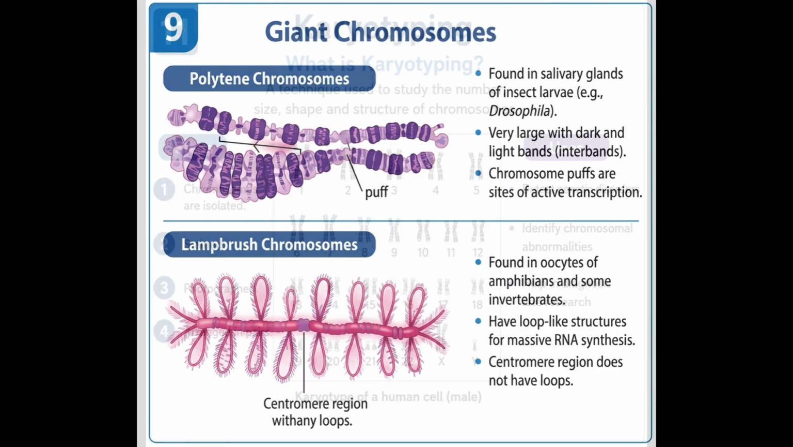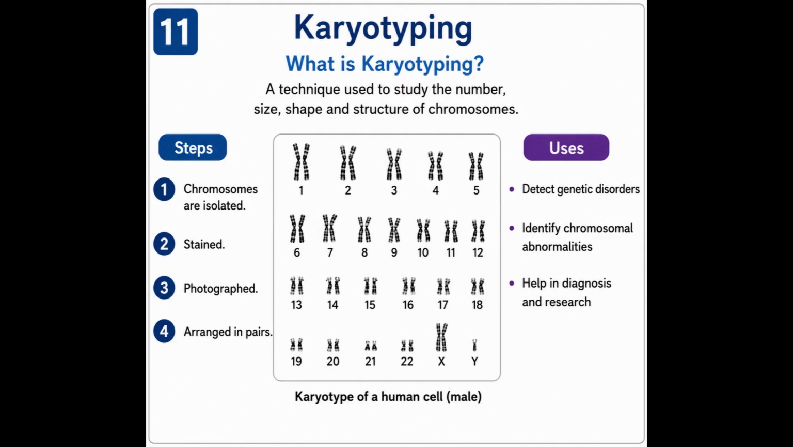Karyotyping. Karyotyping is a laboratory technique used to study chromosomes. In this process, chromosomes are isolated, stained, photographed, and arranged in pairs. Karyotyping helps scientists and doctors identify chromosomal abnormalities and genetic disorders.